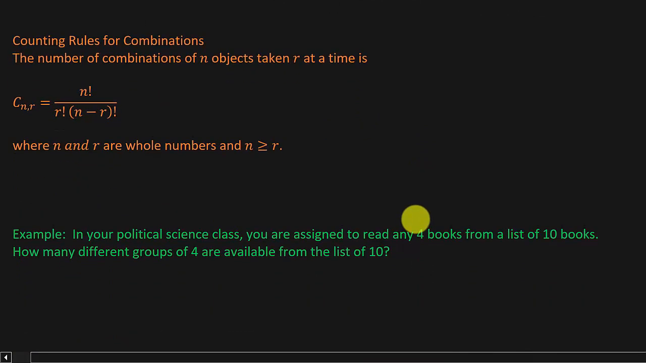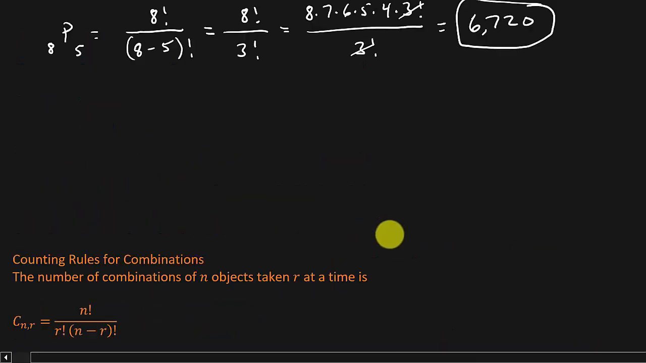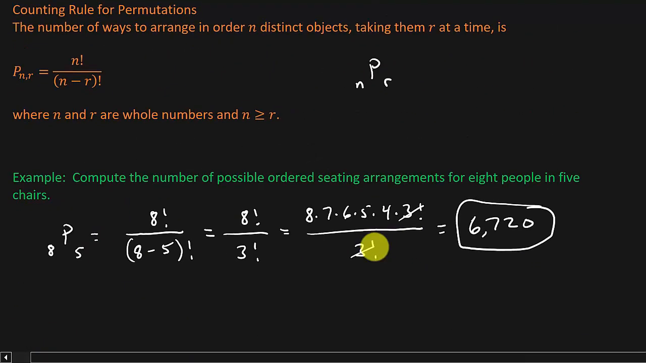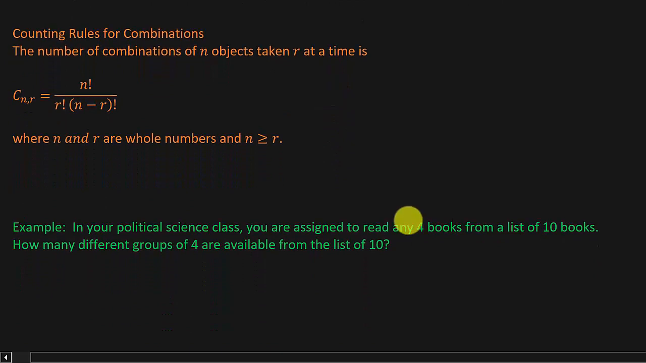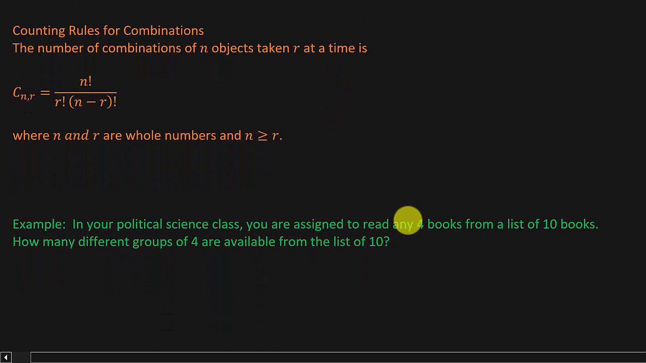All right, so now we've got counting rules for combinations. The number of combinations of n objects taken r at a time, combination n choose r, is equal to n factorial over r factorial times n minus r factorial. So notice the formulas are a little different. In the combination, we have r factorial down here in the denominator also, where n and r are whole numbers and n is greater than or equal to r.